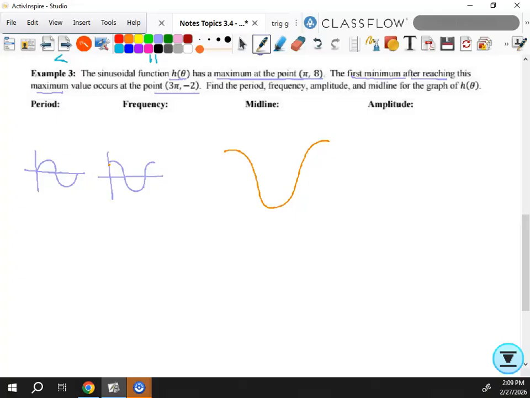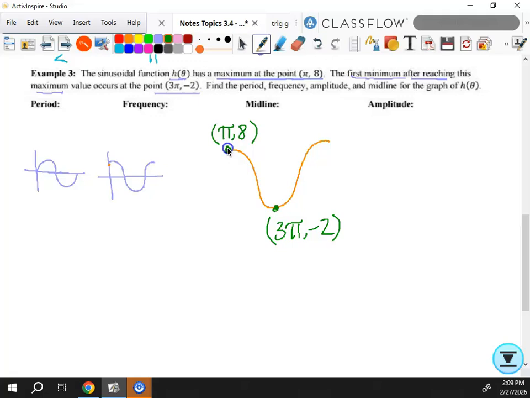I know you don't have a ton of room, but you have enough room to do what we're going to do. Then I'm going to label. So it says the maximum, this point here at the maximum, this is pi over 8. This first minimum is at 3 pi over 2. I have drawn one cycle of really either sine or cosine, depending on the transformations, but it's one cycle.